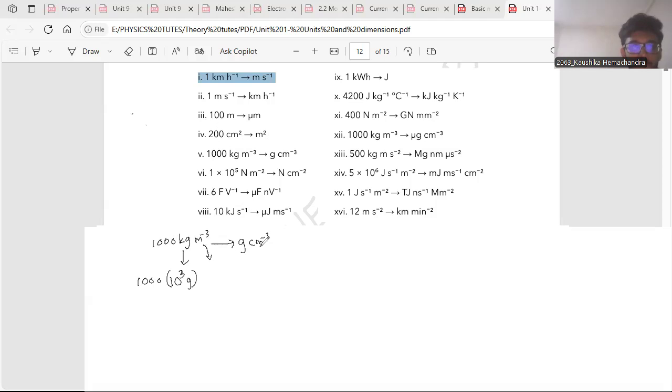Then per cubic meter to per cubic centimeter. So this is like density in grams per cubic centimeter, no? So meters to centimeters is 10 to the power 2, right?